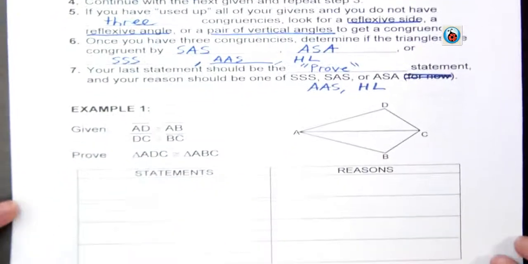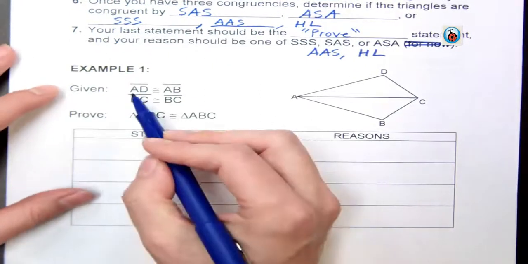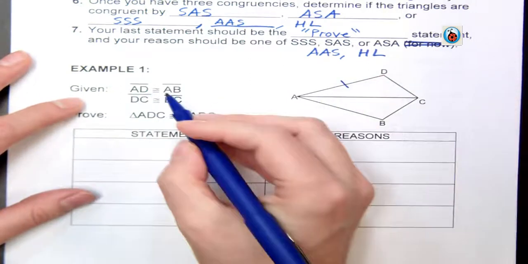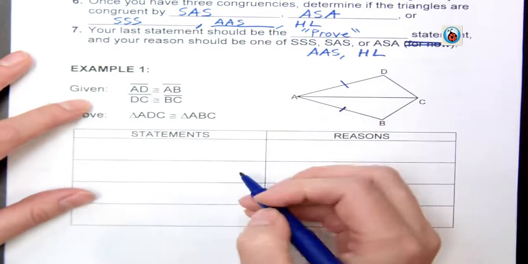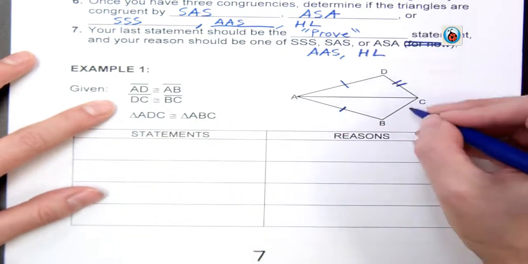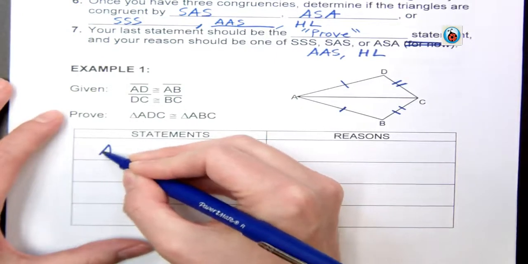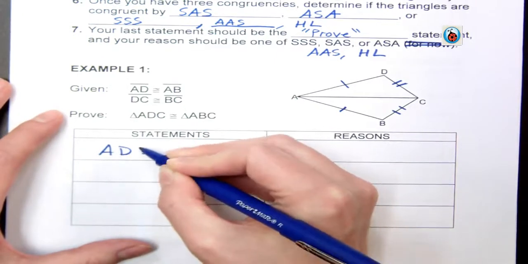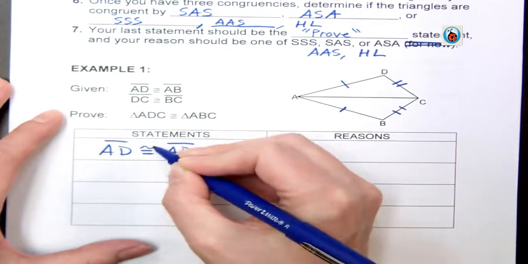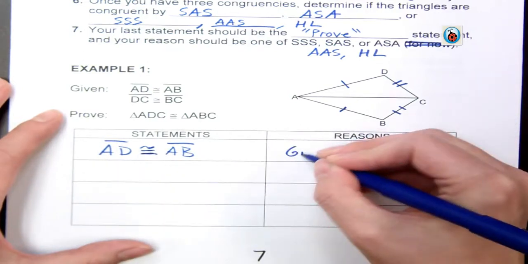For most of you, this is going to be pretty easy because this is what we've been doing the last few days. So our first thing we do is label our picture. So AD is congruent to AB. And then DC is congruent to BC. Those are my 2 givens. So the first thing I do is list them. AD is congruent to AB. That is already a congruent statement, so I do not have to deduce anything. My reason is given.